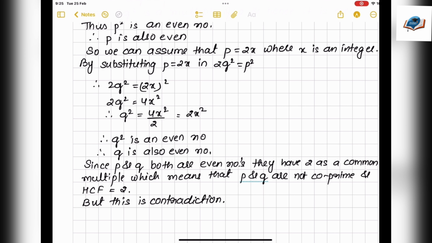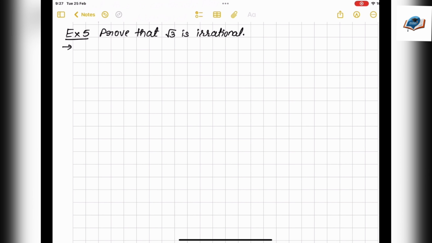Therefore, root 2 is an irrational number. Now, example 5 says, prove that root 3 is irrational. So, this also we are taking by the assumption method. Let us assume that root 3 is a rational number.